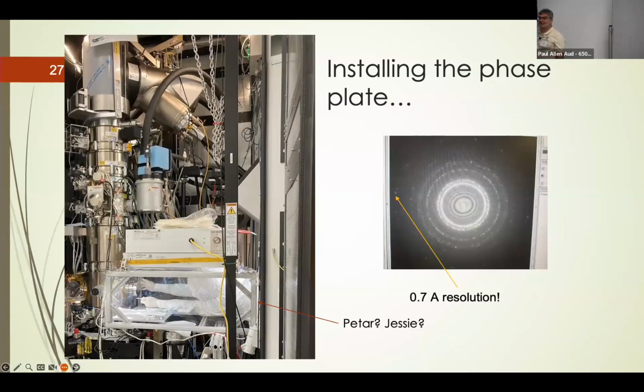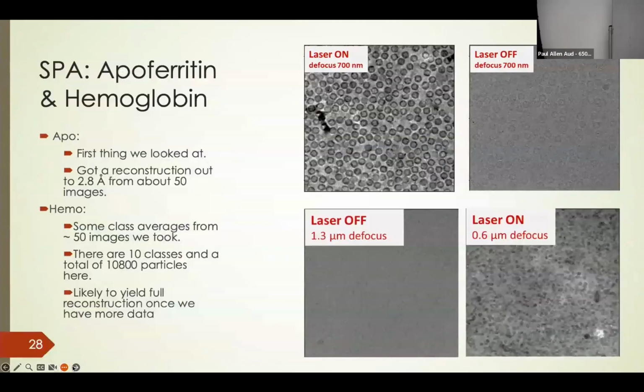So this machine would be a gorgeous microscope even without the faceplate. And installing the faceplate did not make the resolution worse, for example, as we've seen before by Johnson noise and so on. So this is 0.7 angstrom with the faceplate installed. And then we took images of various specimens, and the laser on, laser off advantage is fairly plain to see, right?